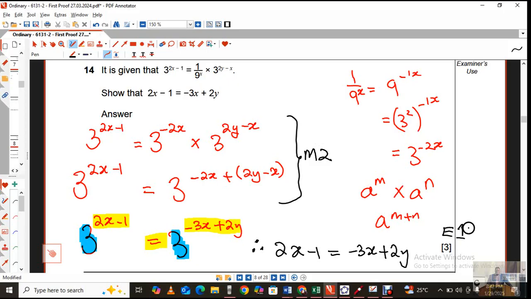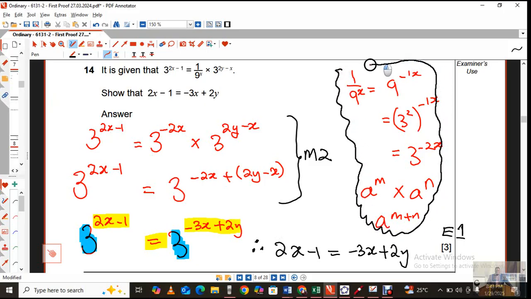So you can't get a mark for establishing this answer that you were given, 2x minus 1 is equal to minus 3x plus 2y, if you didn't show by means of this method that you are getting to that. So the application of that skill is important. And I've done a little bit of side work to assist me and to assist you to understand certain concepts, and I will advise you to do the same. Okay.